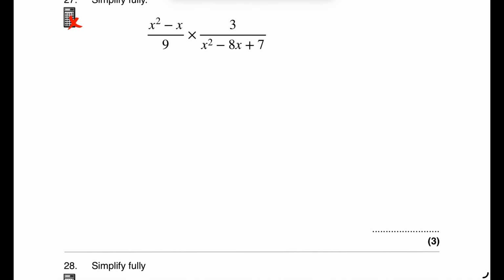Hello all. These are some algebraic fractions exam questions. I'm going to work through them. These are the Corbettmaths questions. You know where to find them.